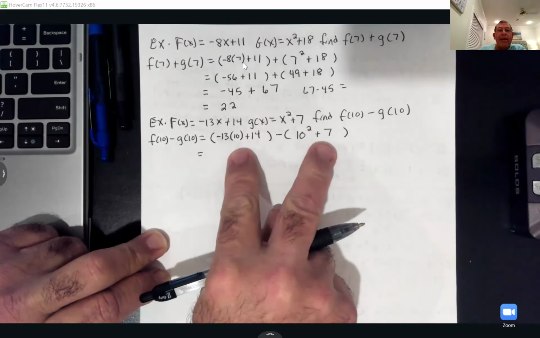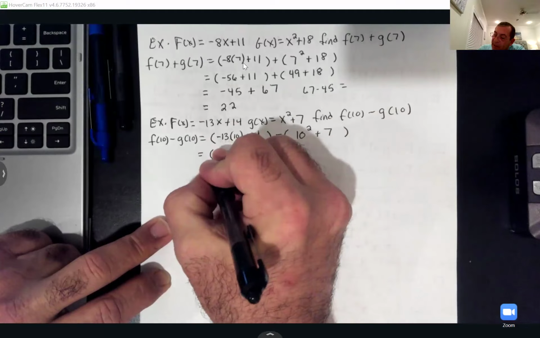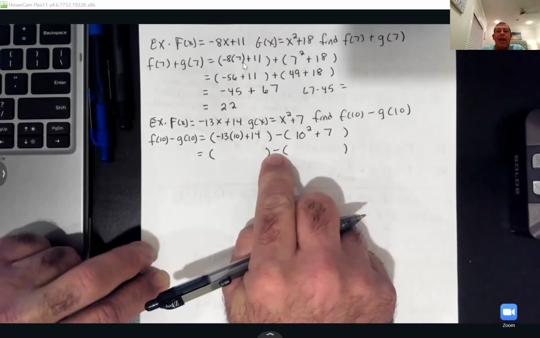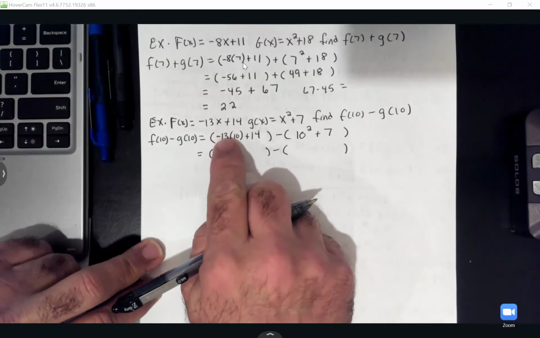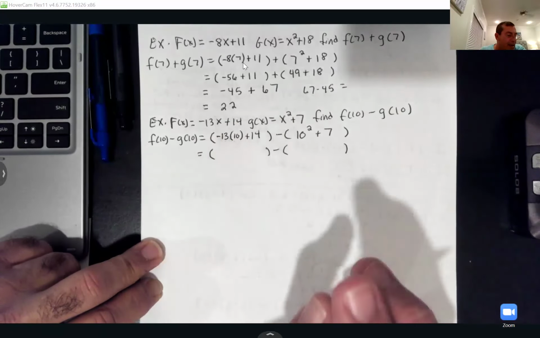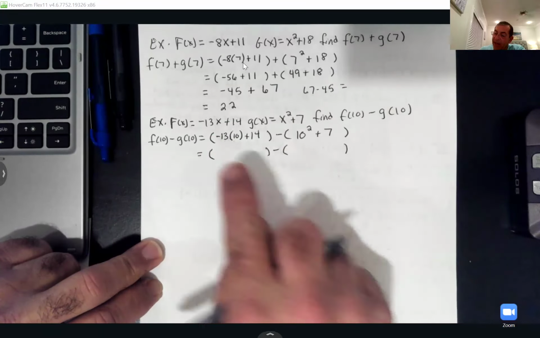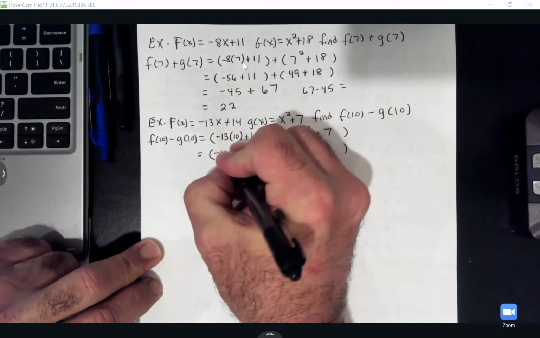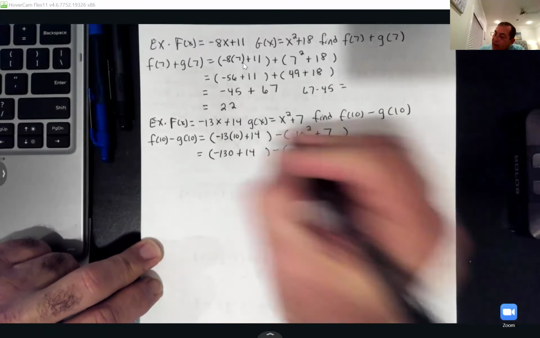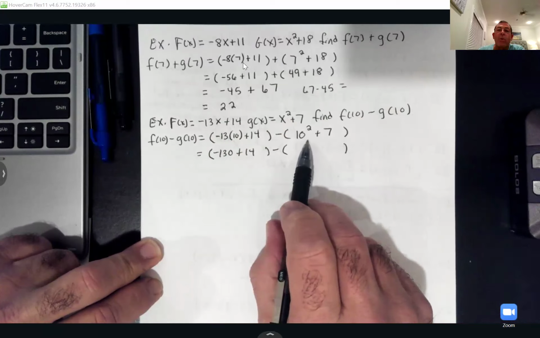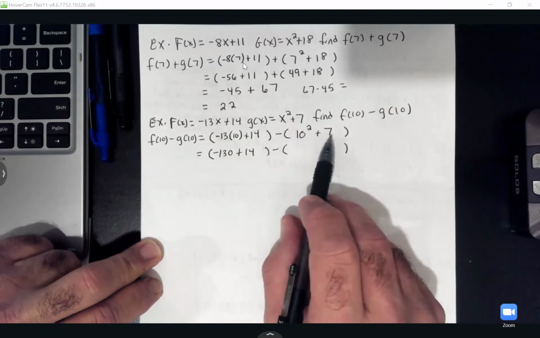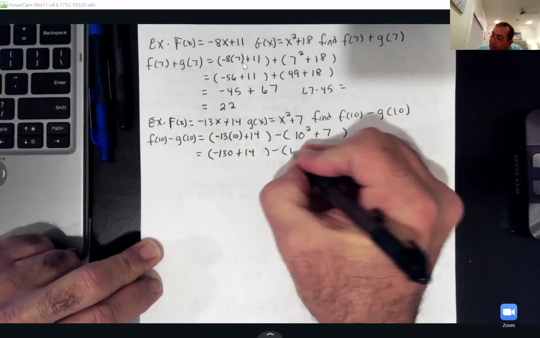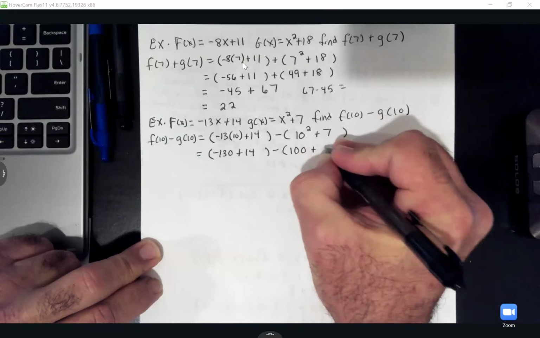So y'all, once again, I can work inside my parentheses. And my last step is going to be this subtraction, okay? Here I want you to multiply before you can add. So what do we got? Negative 13 times 10, negative 130. And then add our 14. Over here I got a 10 squared, so I got to multiply that before I can add. So 10 times 10, 100. Plus our 7.